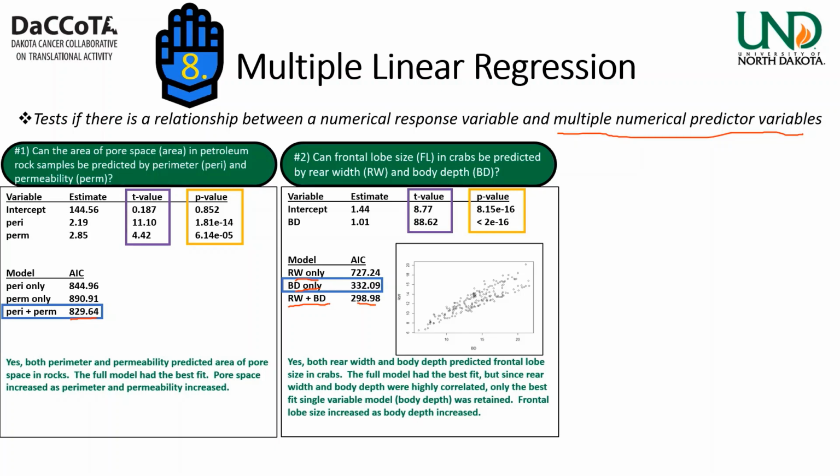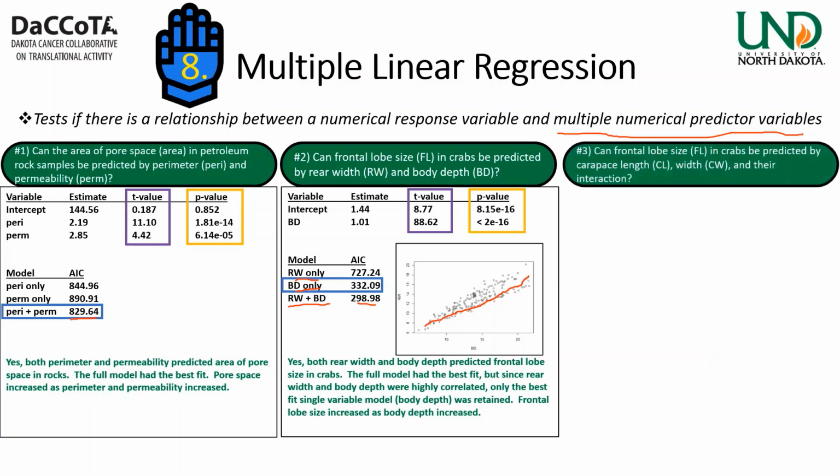So what I did here is rear width and body width, they were highly correlated. I have this plot here. You can see pretty strongly correlated. I only took the single variable model, so this BD only, and I retained that. And it turns out, yeah, frontal lobe size increased as body depth increased.